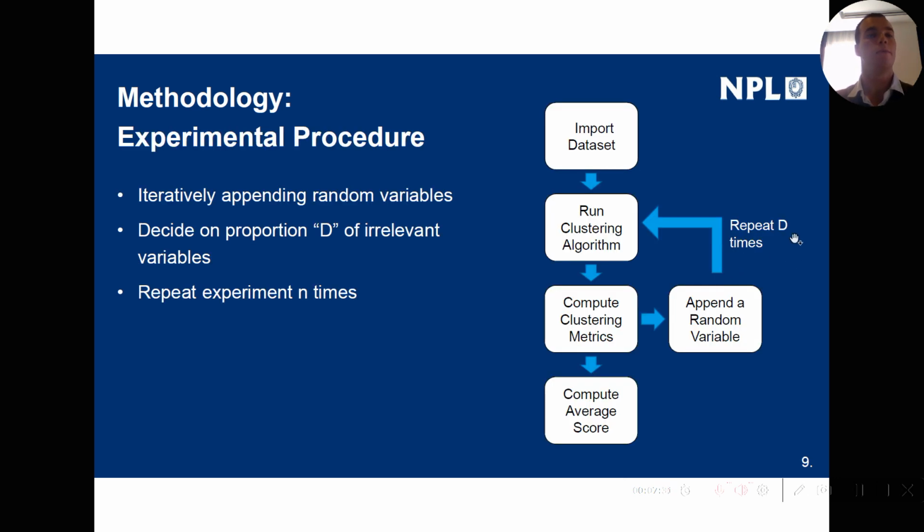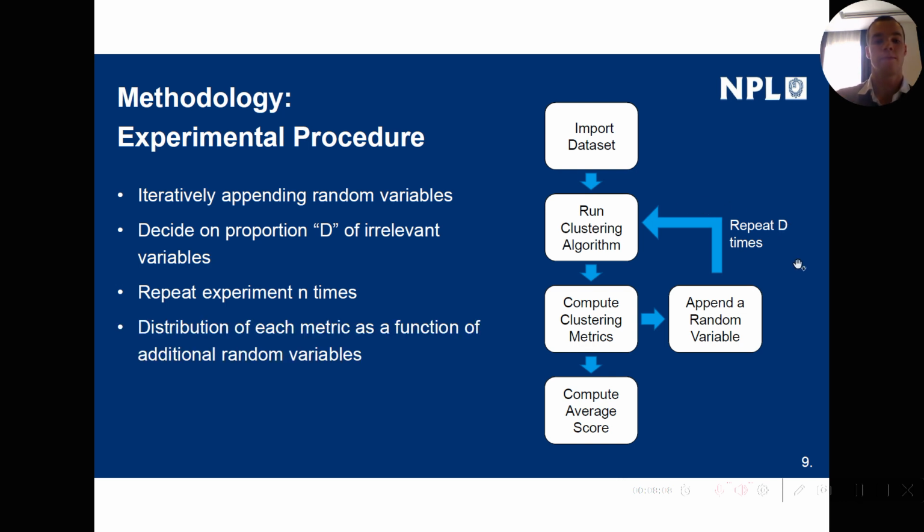So onto the experimental procedure. We've imported our data set without any irrelevant features, and then run the clustering algorithm on the data set, then computed the clustering metrics, and then we append a random variable, and we keep doing this loop d times until we have d random variables appended to our data set. And then this whole thing is repeated n times, so we can get a mean score for our clustering algorithm, and also we can see the standard deviation, the variance between the runs.